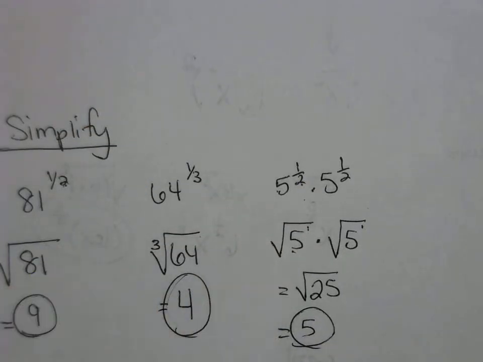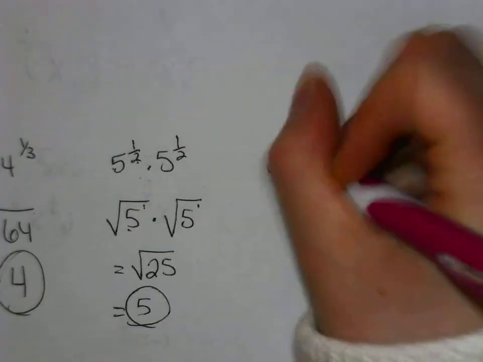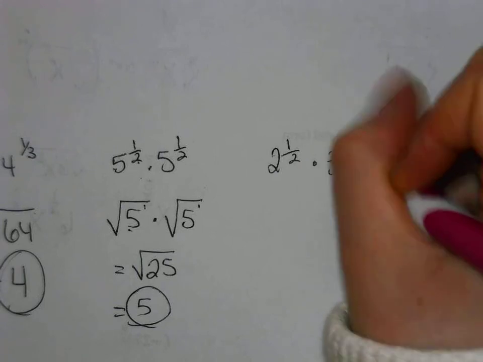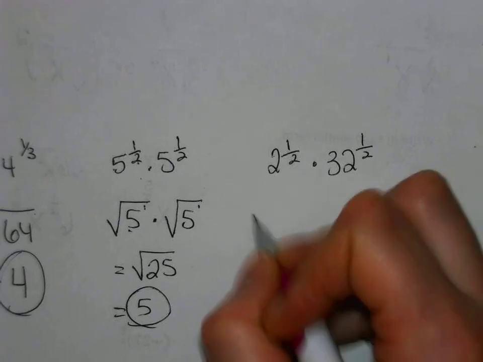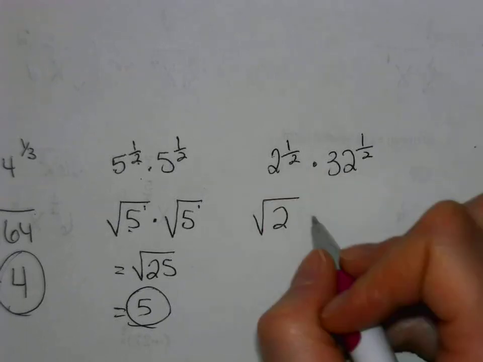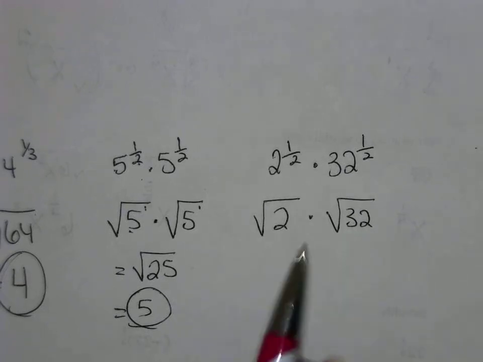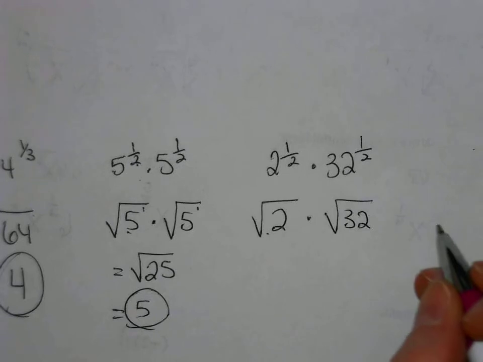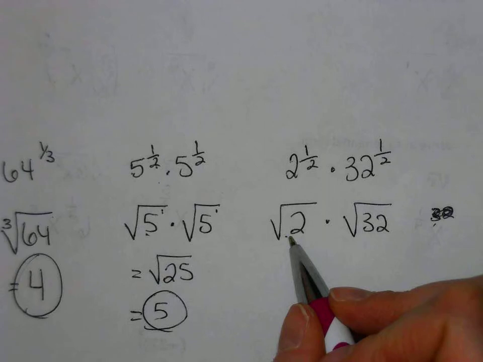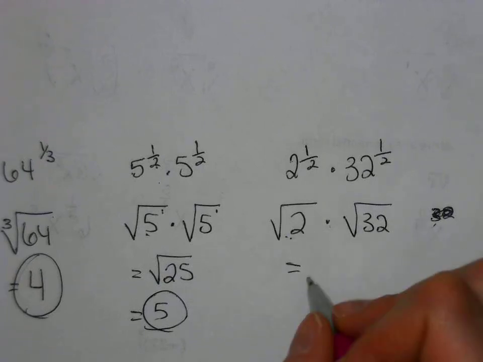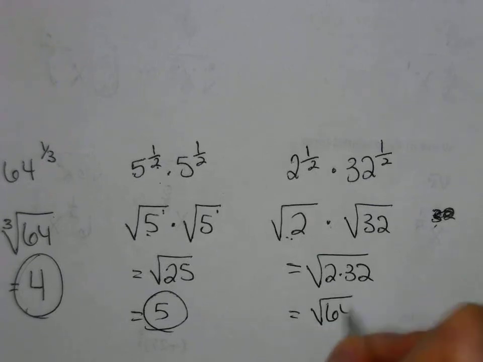Last problem for the day. We have 2 to the 1/2 times 32 to the 1/2. So let's first rewrite in radical form. We are using the square root of 2 to the first power times the square root of 32 to the first power. We can't simplify 2. 32, we can break down, actually let's not break that down. The square root of 2 times the square root of 32, when we multiply together it becomes the square root of 2 times 32. So the square root of 64, and the square root of 64 is 8.